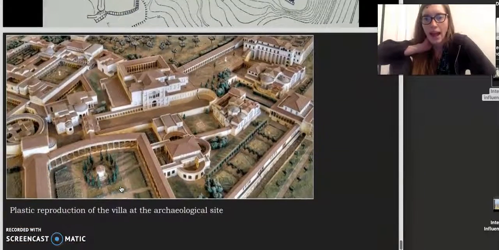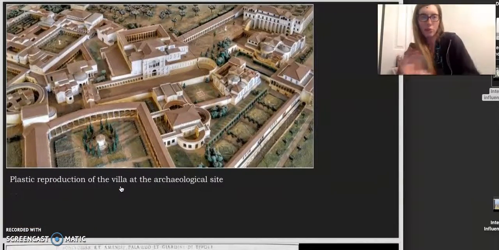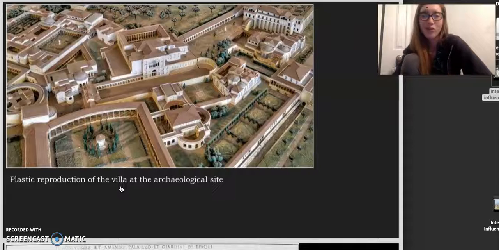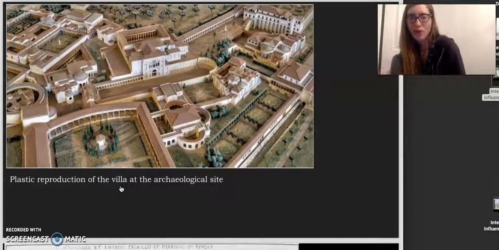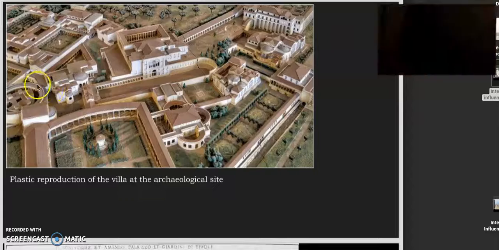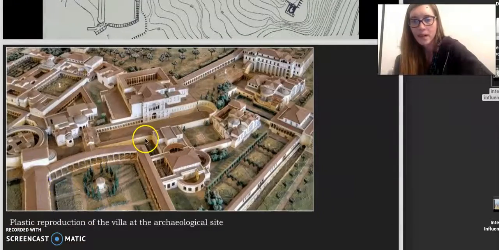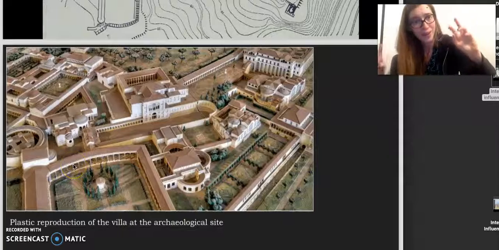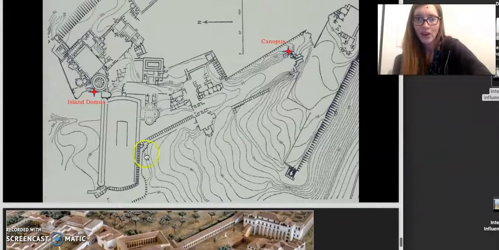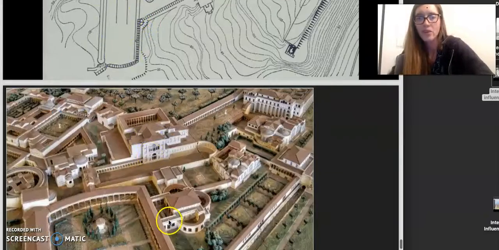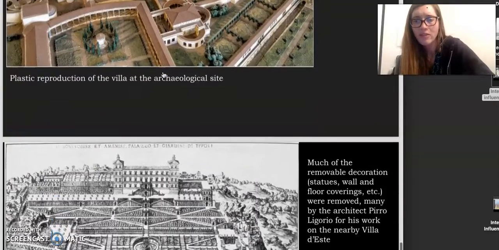So if you look at this, it is a plastic reproduction of what Hadrian's villa might have looked like when it was built in antiquity. It's now at the archaeological site to see before you go visit. You can see, for example, here, this maritime theater, this island domus that is marked here. This is that portico, the poikile, the stoa poikile, that is here on the plan. So you can see sort of how these structures map onto the plan that you have above.